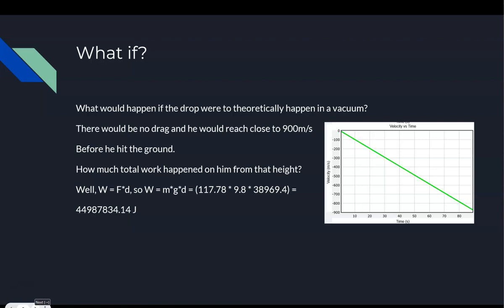How much total work would happen on him from that height, theoretically? Well, work is force times distance. So W is mass times gravity times D, from all the way up there to the ground: 170.78, which is his weight, times 9.8, times 3,869.4, gives us 44,878,034.14 joules of energy, which is a lot.